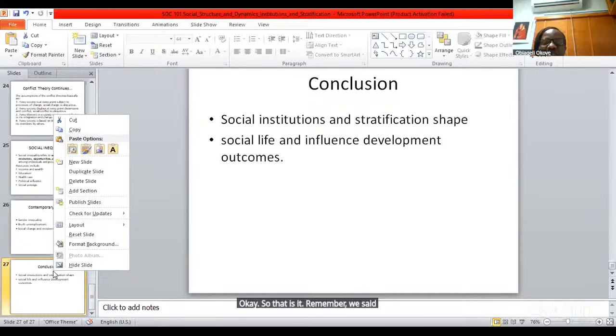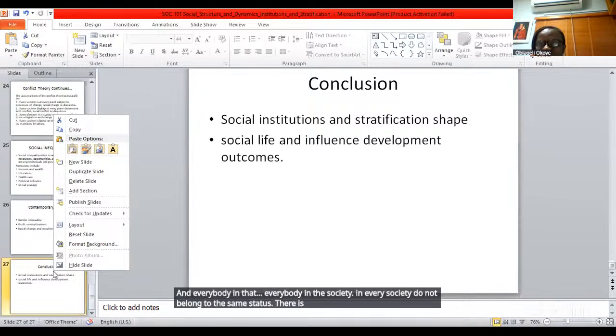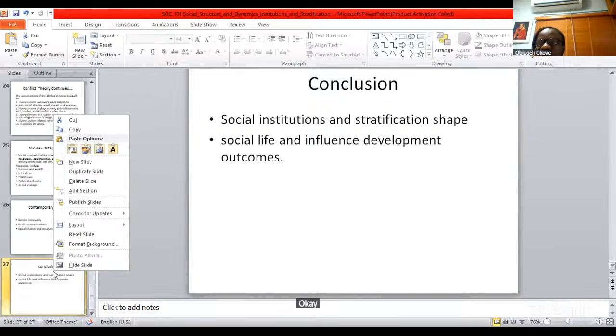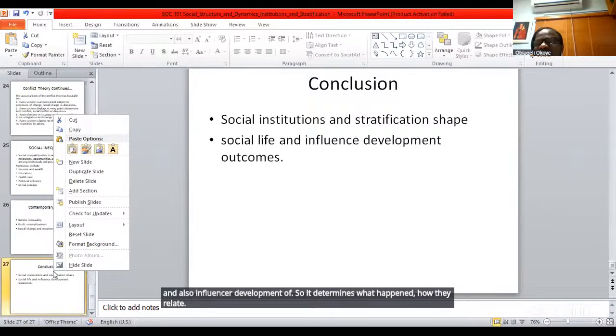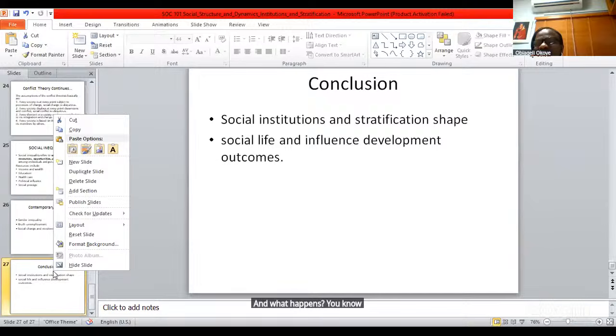Remember, we said that there is hardly any society that is homogeneous. Every society is heterogeneous, and everybody in every society does not belong to the same status. There is categorization, and this categorization helps to shape their social life and also influences development outcomes. So it determines what happens, how they relate, and what happens to the country developmentally.